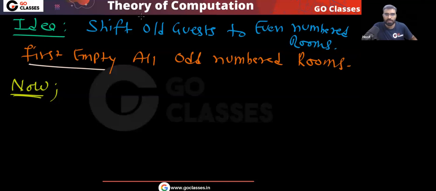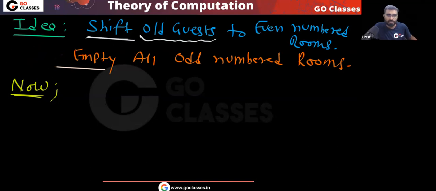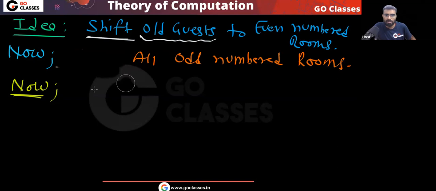So this is the idea. Step by step, please understand. First you shift all the odd guests to even numbered rooms. Now who is empty? Now all odd numbered rooms are empty. Yes or no?